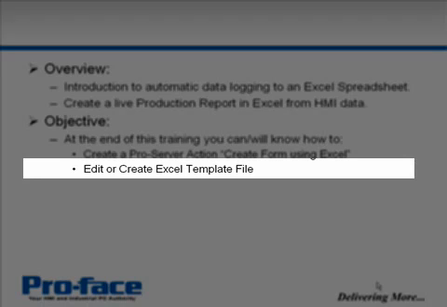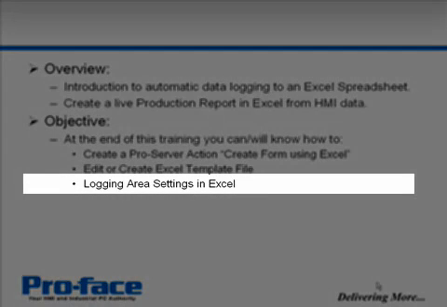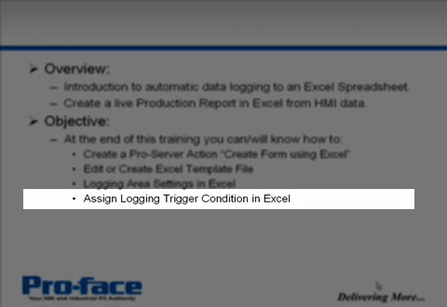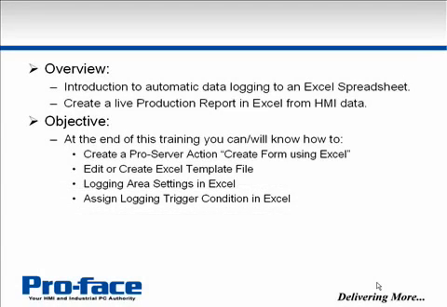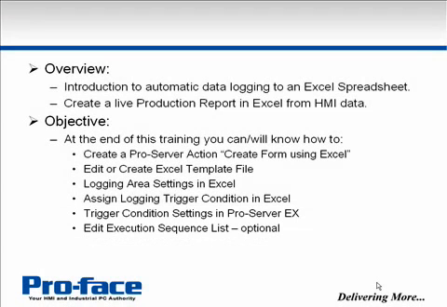The first step is to edit or create an Excel template file that will accept the log data from this action. We'll then define the logging area within that spreadsheet that will accept the live data from the HMI. We have to decide when and how often to log this data, and we'll do that using a trigger condition.